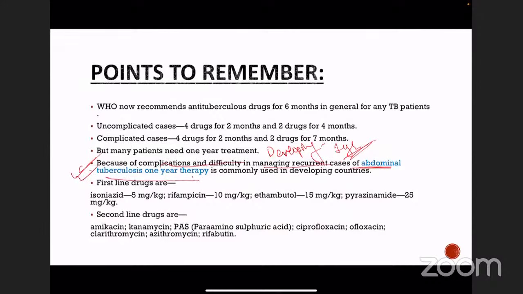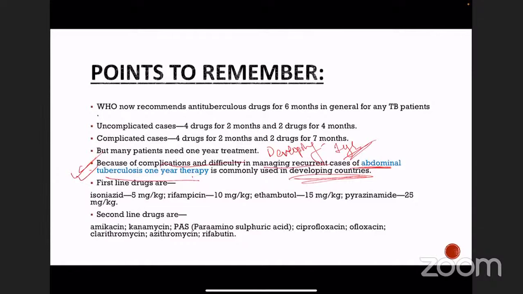It is commonly given in developing countries, right? What are the first line drugs? You have to remember that also. Already I have mentioned isoniazid, rifampicin, ethambutol, and pyrazinamide, but you should know the doses. Isoniazid is 5, rifampicin is 10. You add 5-5 for the initial 3 and then after, 10. So 5, 10, 15, 25 for isoniazid, rifampicin, ethambutol, and pyrazinamide.